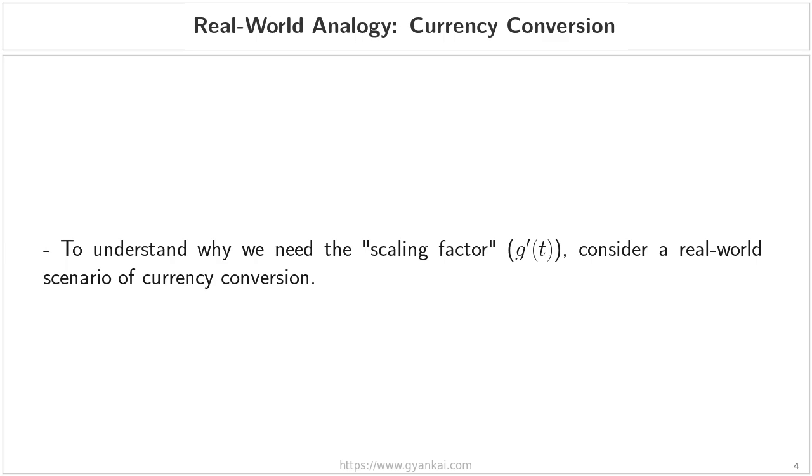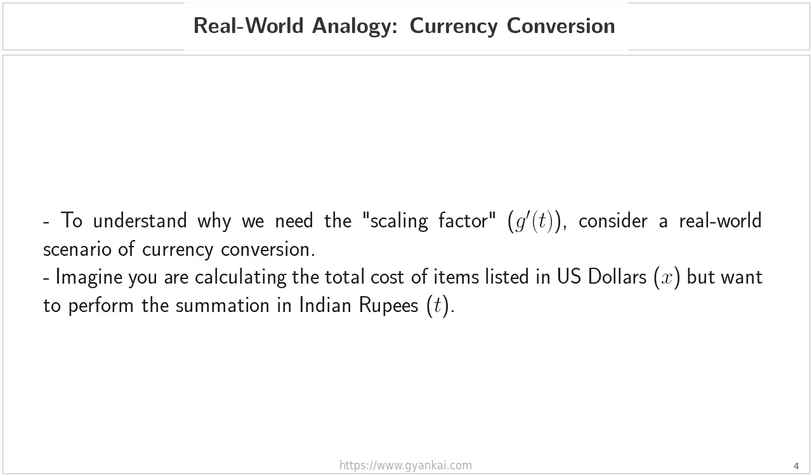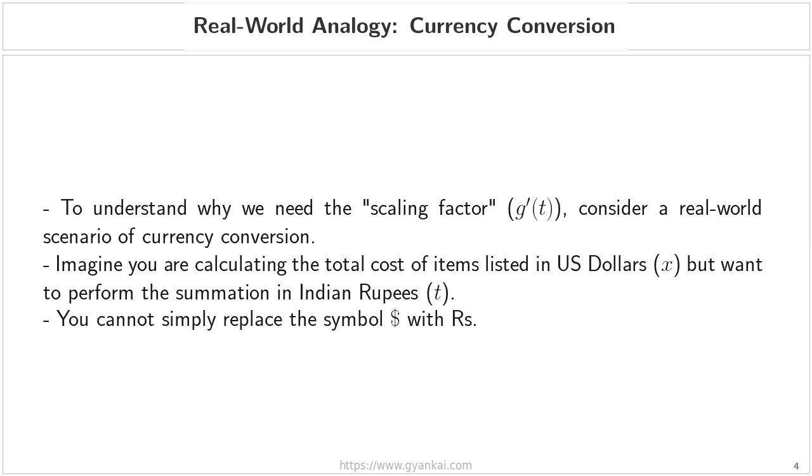Think about currency conversion. Imagine you're figuring out the total cost of some items, and those items are priced in US dollars, which we're representing with the variable x. But let's say you want to do all your calculations, the summation, in Indian rupees, which we'll call t. Now, you can't just magically swap the dollar sign for the rupee symbol. That would be incorrect. You can't simply replace one currency with another without accounting for their relative values.